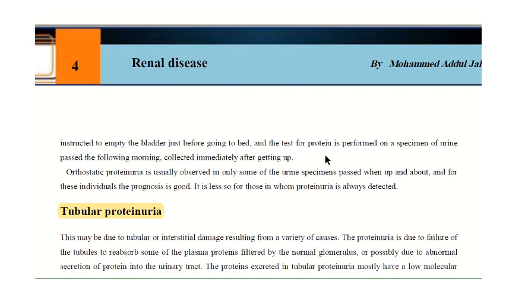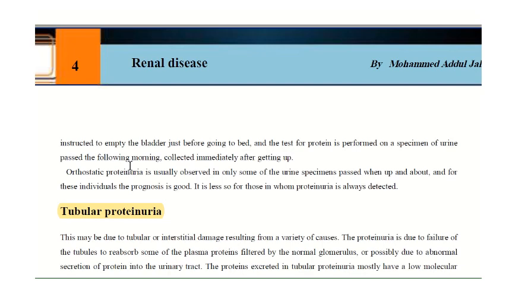والتحليل of protein ينجز على عينات من اليورين passed the following morning في الصباح اليوم التالي, collected immediately after getting up. Orthostatic proteinuria is usually observed in only some of the urine specimens passed when up and about. And for these individuals, the prognosis is good.